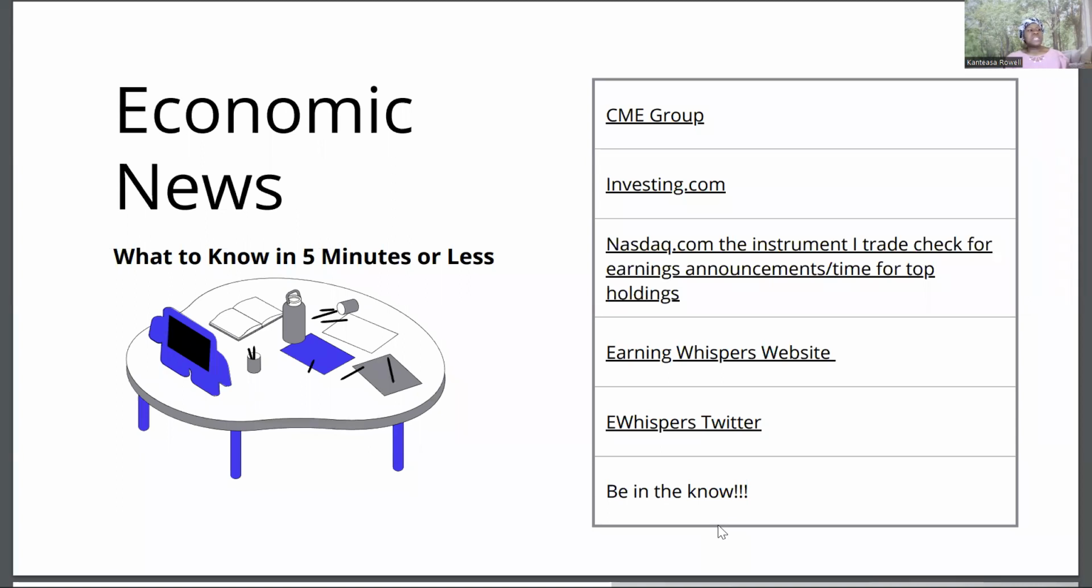So economic news, as I shared with you, takes me all of 5 minutes to prepare for my trading session each day. I go to cmegroup.com, investing.com, NASDAQ.com, the Earnings Whispers website, ewhispers.net. Again, they have a Twitter, they have an Instagram, as well as a traditional website which you can check. They are all very easy to read. The information is very organized in a sequential manner to allow you to quickly glance through and find the information that you need.